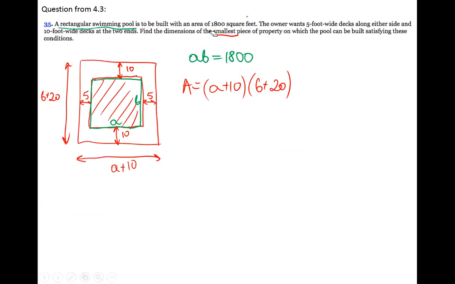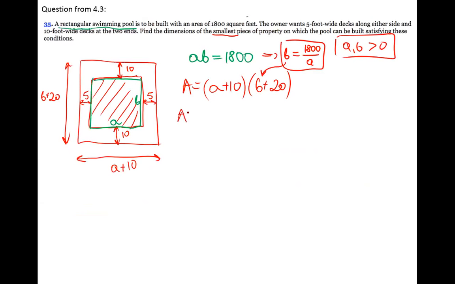A and B could be any positive number, with the product being 1800, of course. Now what I will do is solve this equation for B. B is 1800 over A. And I will substitute into this.